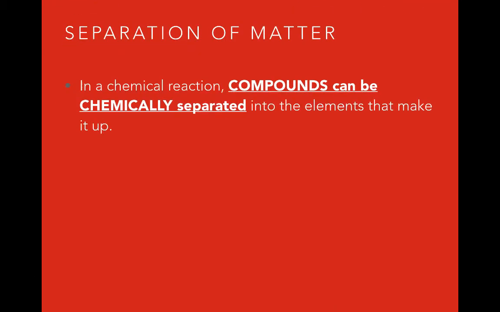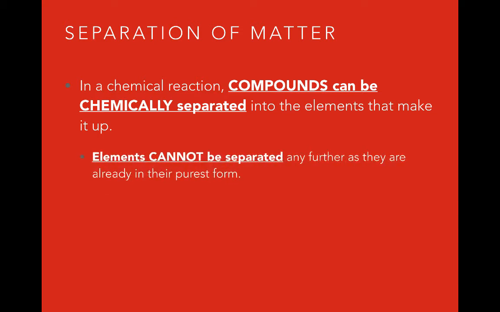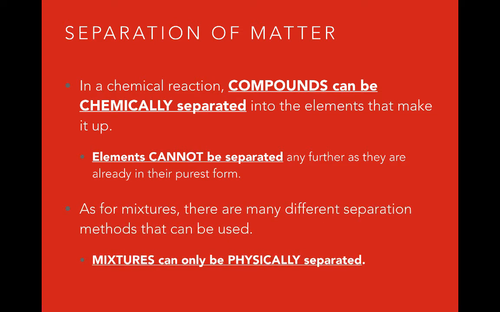Now we are in the last part of the unit. Here we will describe the different separation methods of matter. As we have discussed, compounds can only be separated by chemical changes since they were originally created chemically. And elements are the only type of matter that cannot be broken down by physical or chemical means. As for mixtures, they can only be separated by physical means, since they were created physically. There are many different methods of physical separation.